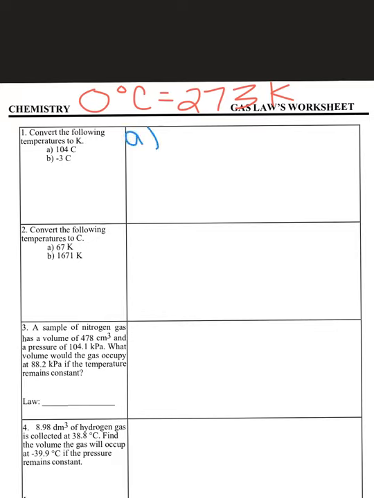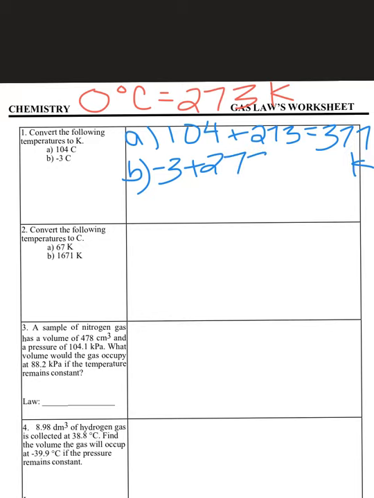So I have 104 degrees Celsius. Part A. All I have to do to figure out how many Kelvin 104 degrees Celsius is, is simply add it to 273, and I'm going to get 377 Kelvin. Simple as that. We're just adding 273. Part B, the same thing. -3 plus 273, and that gives us 270 Kelvin. Very, very simple.